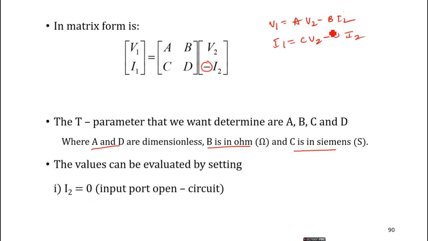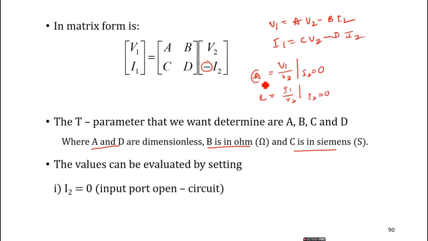What happens if I2 equals to 0? V1 divided by V2 equals to A, provided I2 equals to 0. If I2 is 0, this term will be 0. Then only V1 equals to A into V2, so that A can be written as V1 divided by V2. The condition is I2 is 0. In this equation, if I2 is 0, what happens? C equals to I1 divided by V2. Condition is I2 is 0.